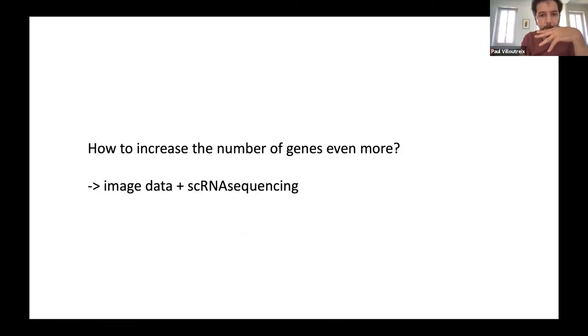So the take-home message of this first part is that in images, you can have access to some variables, which are some genes. You can have access to their spatial organization, and you can also access the temporal dynamics. But the number of genes that you can visualize at the same time is rather limited. So here, even to look in time at 7 variables together, we had to use this quite sophisticated method of data integration. So now the question is, how can you increase the number of genes even more? One recent technique is single-cell RNA sequencing. So now we'll speak about how to combine image data with single-cell RNA sequencing.